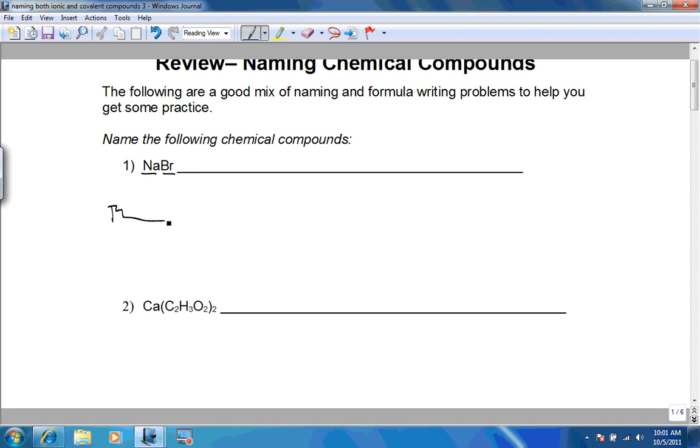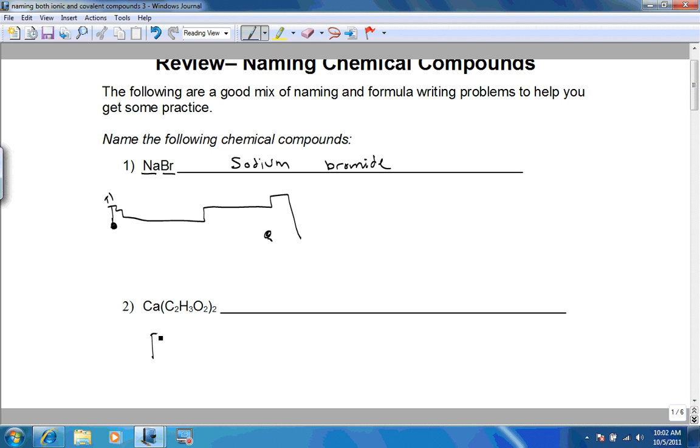Looking at the periodic table, we find that Na is on the left-hand side and bromine is on the right-hand side. That means we have a metal with a nonmetal, which means we have a cation with an anion. That means we're going to name the cation first, which Na is sodium, and then the anion next. Bromine becomes bromide. Now, if you look at the periodic table, you can tell that sodium's a +1. That means we do not need a Roman numeral in there.